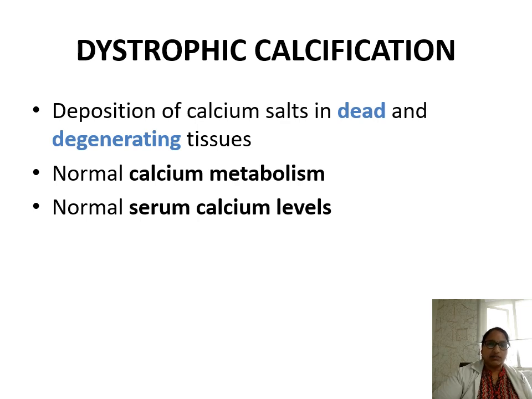And we divide dystrophic calcification and metastatic calcification based on the calcium metabolism and serum calcium levels. In dystrophic calcification, the deposition of calcium salts occurs in dead and degenerating tissues, and the problematic issue is with the dead and degenerating tissue and not with the calcium levels. So that's why the calcium metabolism and the serum calcium levels are normal in case of dystrophic calcification.